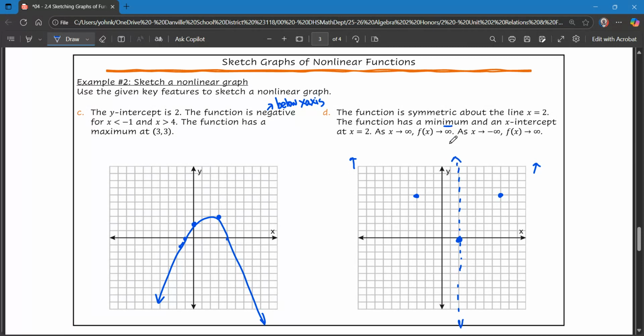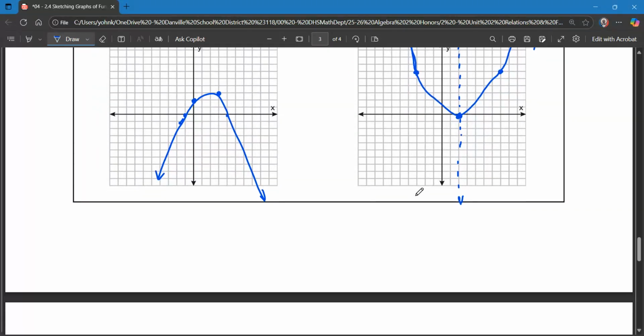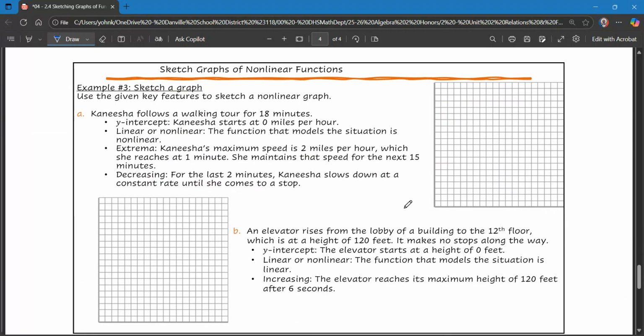Let's make this one with a curve. So, oh, that's ugly. Wow. Okay, let's pretend that they're symmetric. Okay. So as you can see, you want to try to make it as beautiful as possible. All right, let's do some word problems.